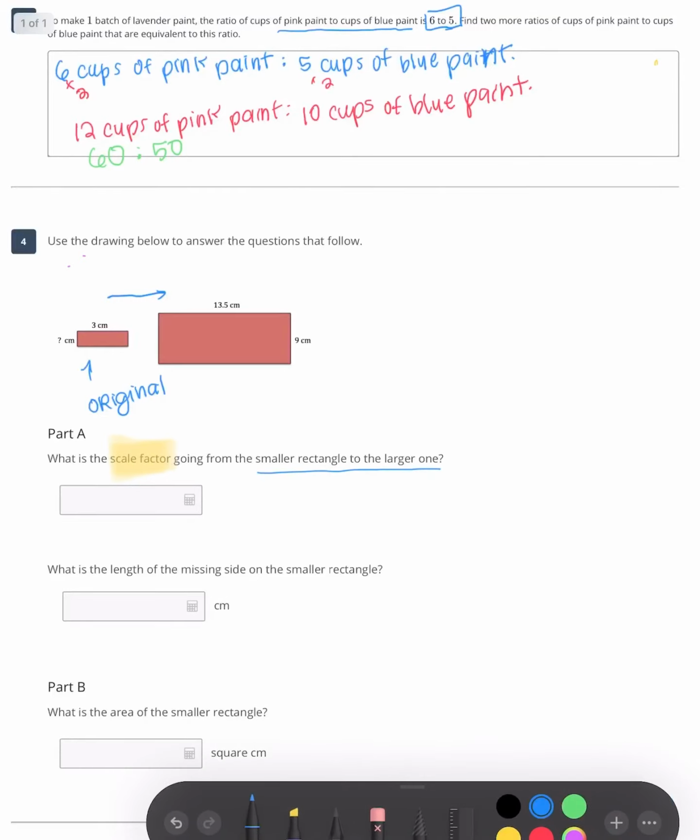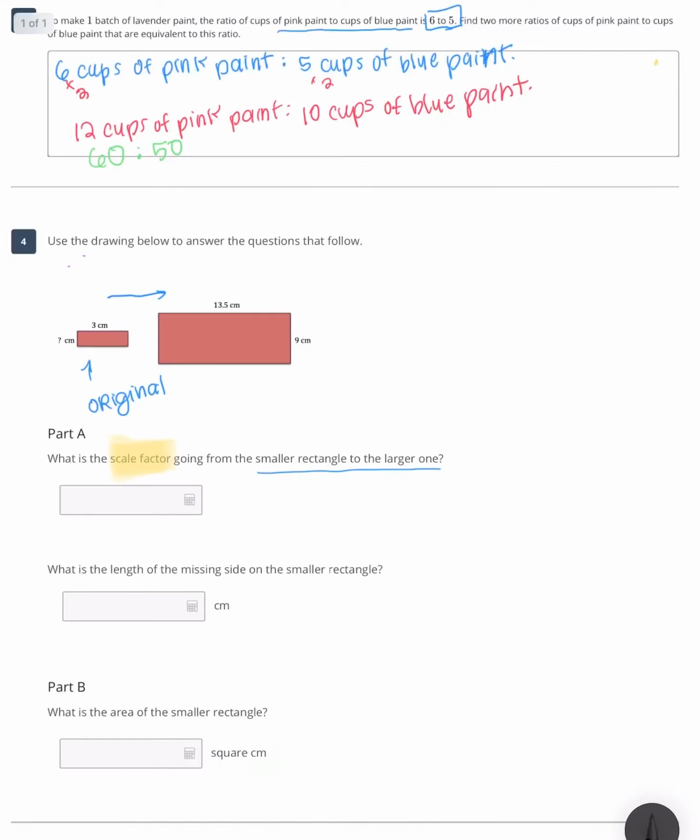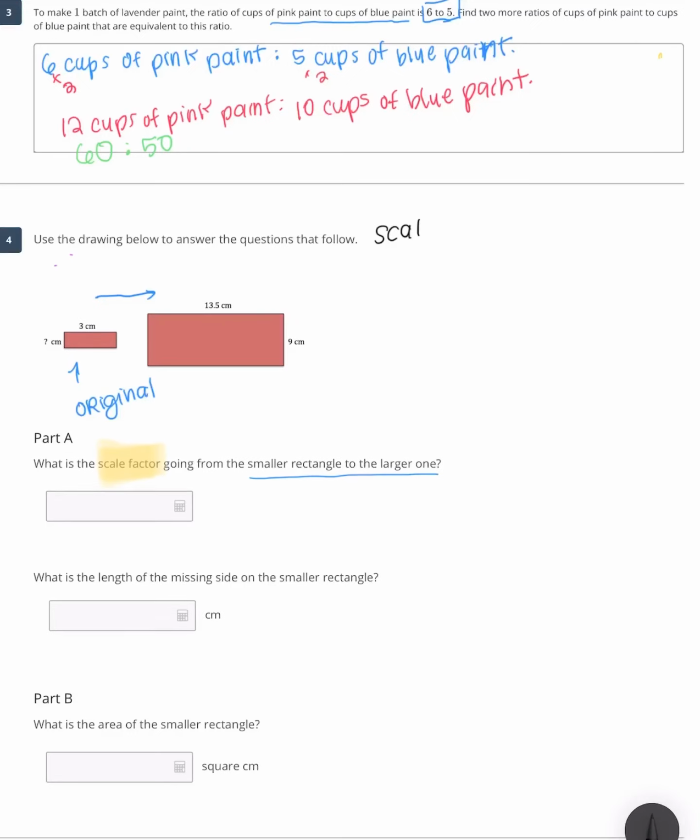And I'm not sure if you guys remember this formula, but in one lesson, I wrote down that to find the scale factor, it is the scale copy's measurements divided by the original figure measurements.